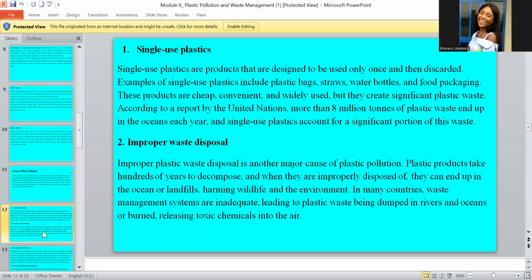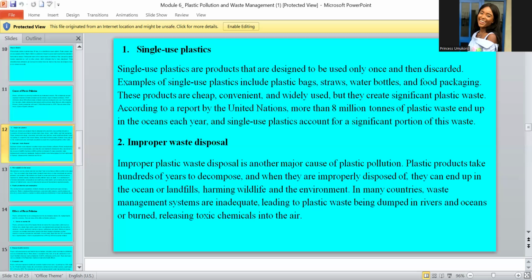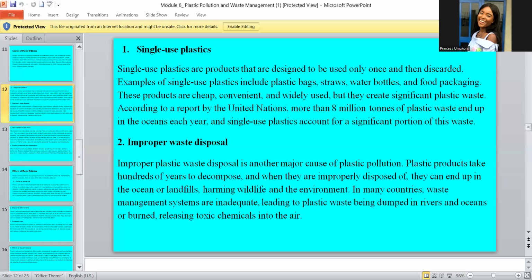Number two, improper waste disposal. Improper plastic waste disposal is another cause of plastic pollution. Plastic products take hundreds of years to decompose, and when they're improperly disposed of, they can end up in the ocean or landfills, harming wildlife and the environment.